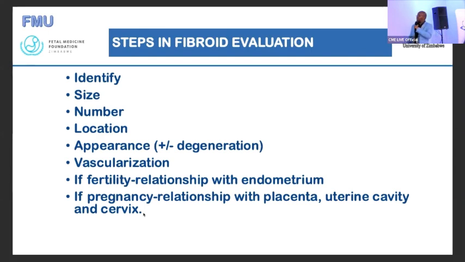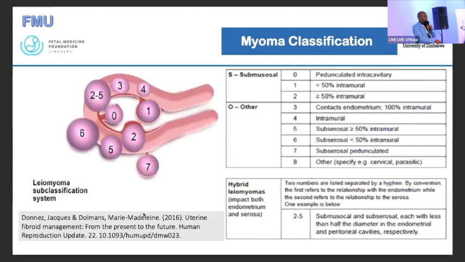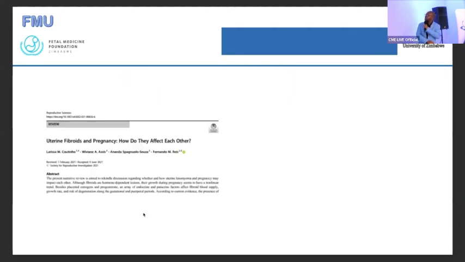If the patient is pregnant, look at the placenta. Where is the location? Anterior, posterior, placenta previa, and look at the cavity of the uterus and the cervix. I will not bother you with that. We have already done the classification.